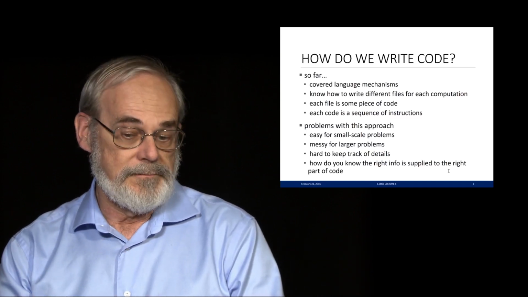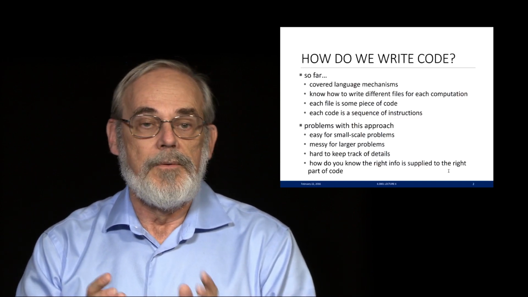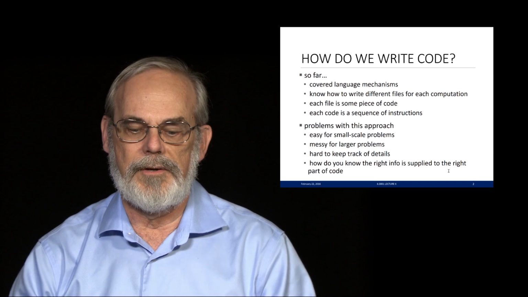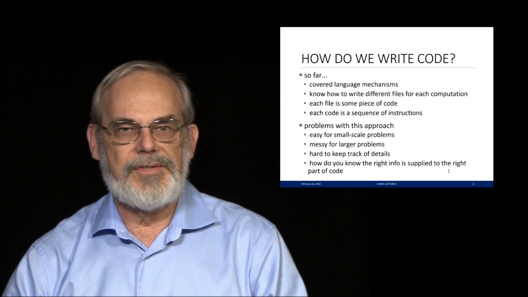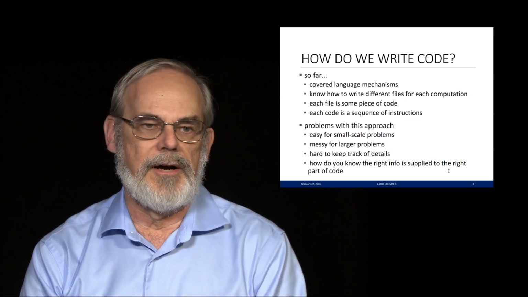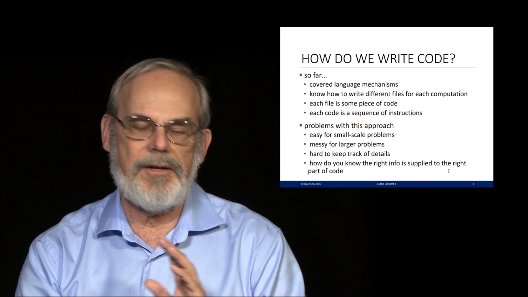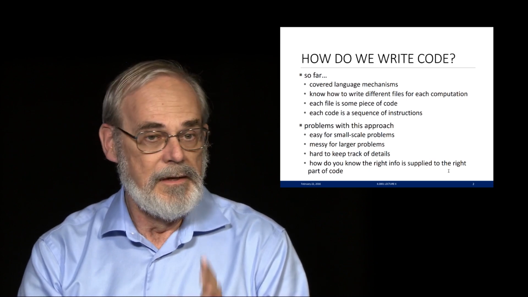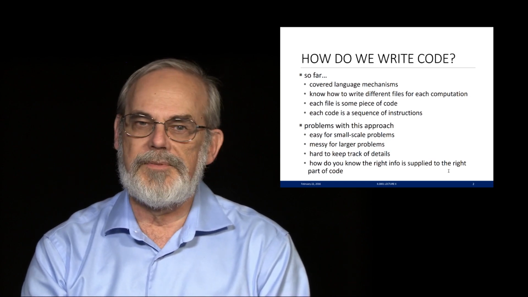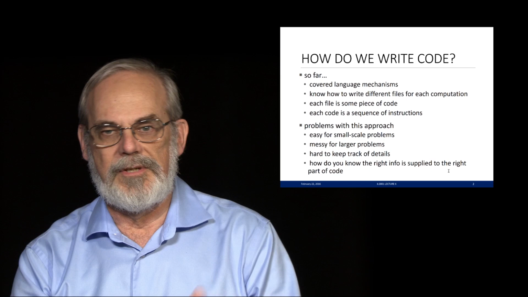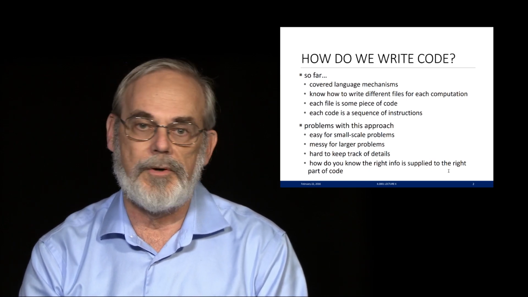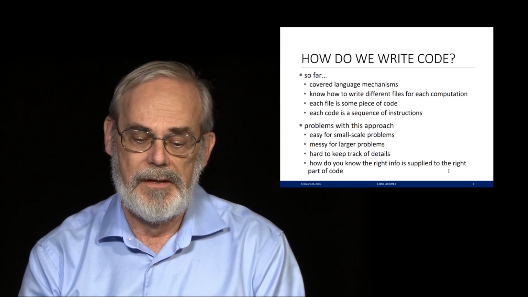So we've covered language mechanisms. We've also covered the first notion of for and while loops and therefore of iteration. And we've also seen that we could write different kinds of computations, each one in a different file that I save away on my machine so I can use when I want to do something with it. Each file contains a piece of code, and each piece of code is some sequence of operations. It could be a simple branching program. It could be an iteration like a for loop or a while loop. It could be something else.